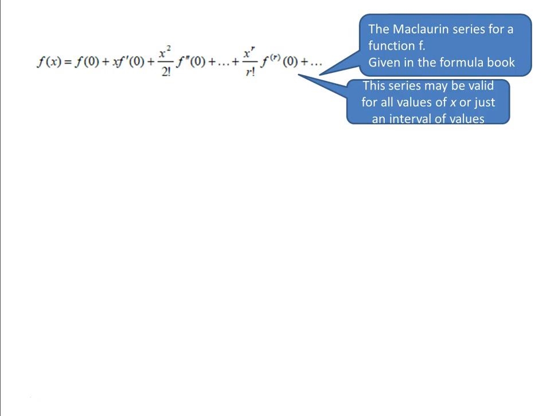So the key result is what actually is the Maclaurin series. The Maclaurin series for f of x is f of 0 plus x times the first derivative of f at 0 plus x squared over 2 factorial times the second derivative of f at 0, and so on. The series may be valid for all values of x, or it may just be valid for a small interval of values of x.